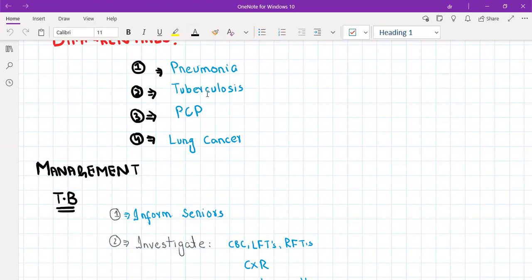So you should ask if anybody in your close contacts that has been living with you or working with you is experiencing similar symptoms. And you should also ask about any travel to any TB endemic areas.